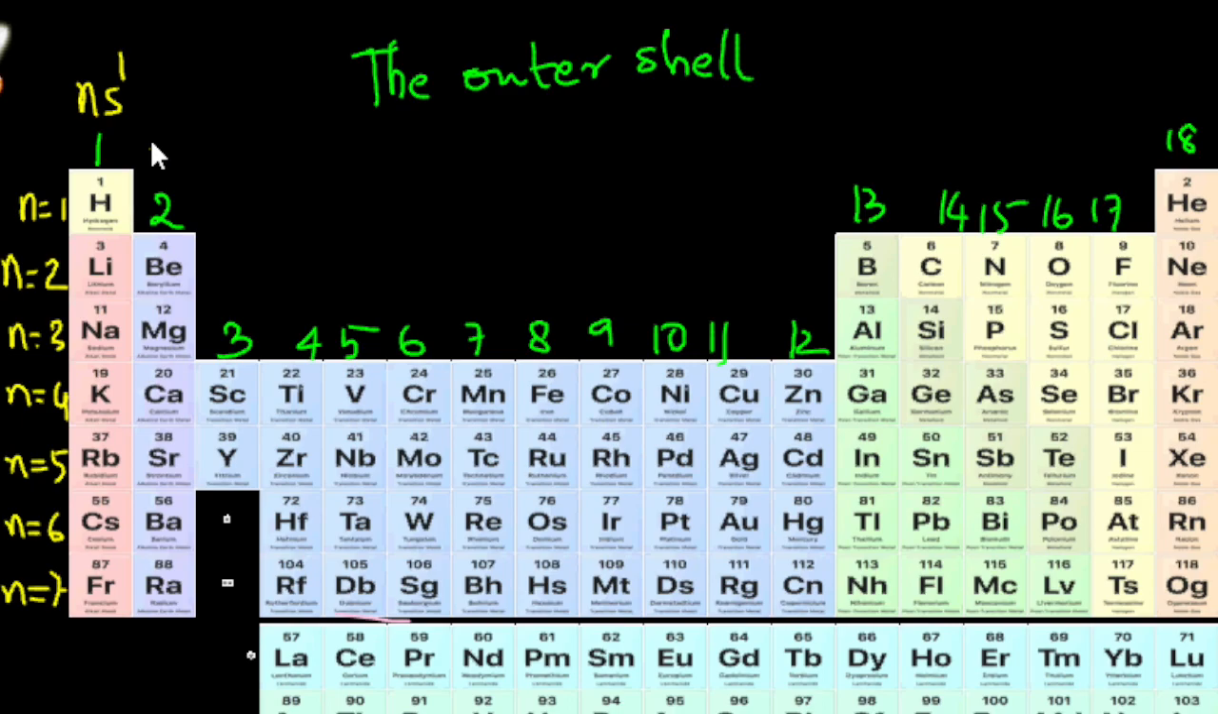Similarly, group 2 would end with 2 electrons in the s sublevel, making the general configuration ns2. Helium with configuration 1s2 should have been placed right next to hydrogen here, but it is placed in group 18 owing to the fully filled shells and being a noble gas.